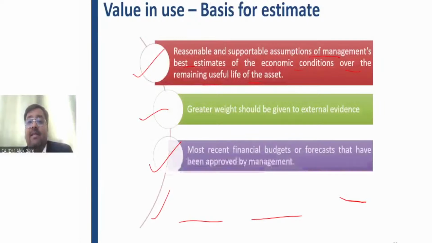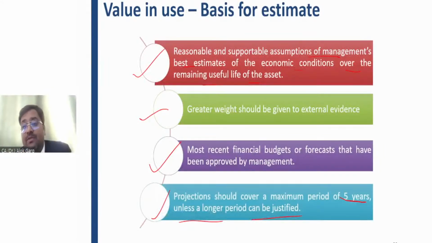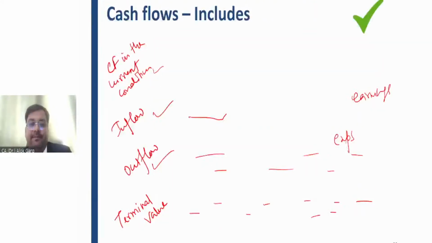Then we have discussed that reasonable and supportable assumptions of a management-based estimate should be there for the remaining life of the asset. If the management is not clear what the life of the asset is, how can they compute the cash flow for that asset? Greater weight should be given to external confirmation and evidence. Management has to see the most recent annual budget and forecast, and it should largely be for a period of 5 years, but a longer period is also okay if it can be justified, right?